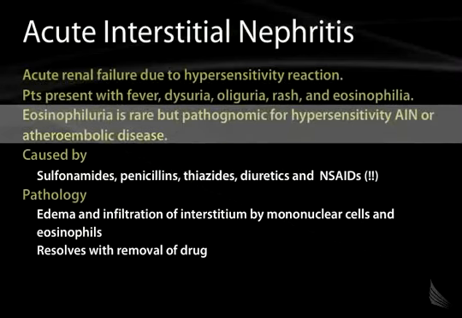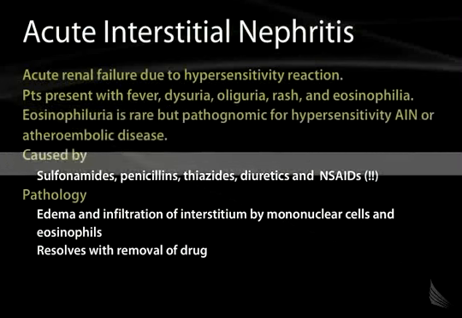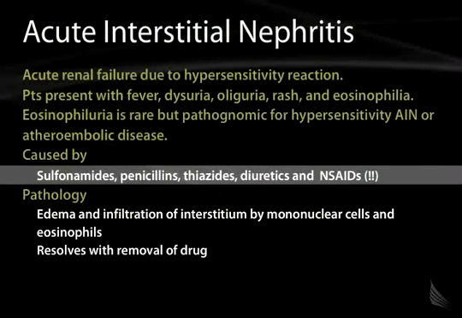You can also produce what we call eosinophiluria, which is eosinophils in the urine itself, but this is rare. If you do see it, however, this is pathognomonic for a hypersensitivity AIN. The acute interstitial nephritis is also caused by exposure to drugs, especially sulfonamides, penicillin, thiazide diuretics, and nonsteroidal anti-inflammatory drugs. And the NSAIDs are probably the biggest, most common cause of acute interstitial nephritis.